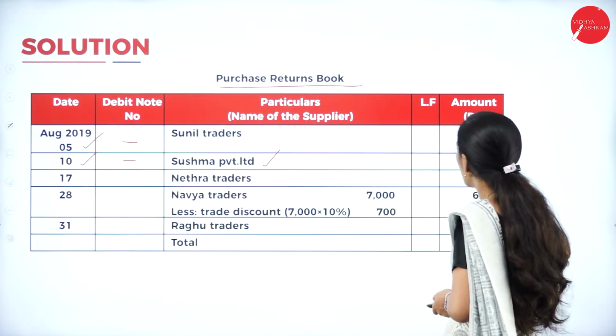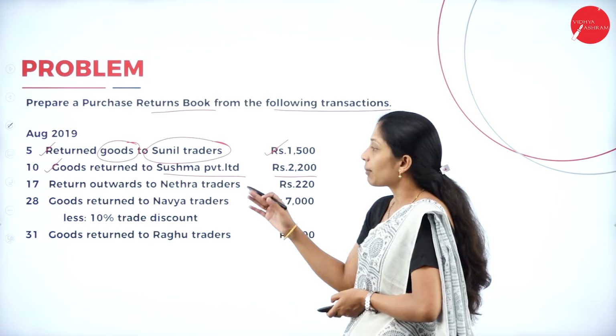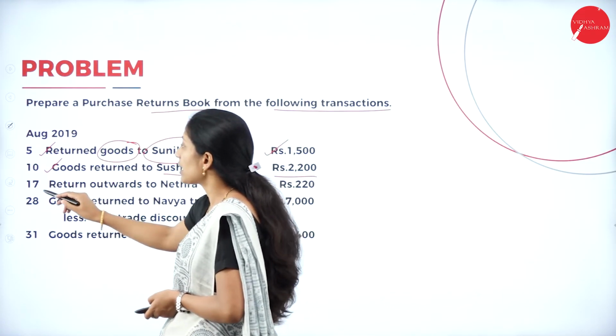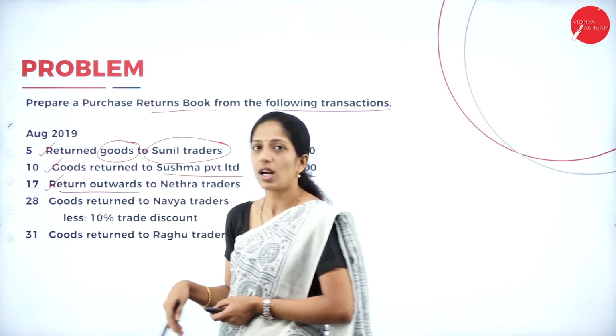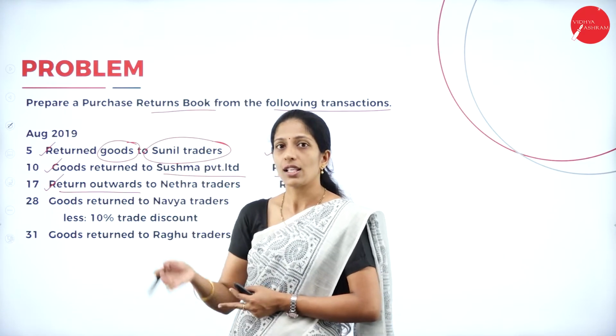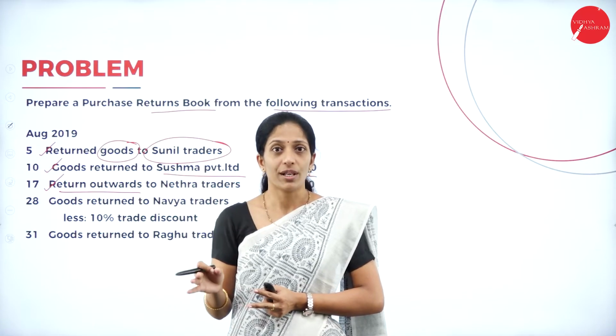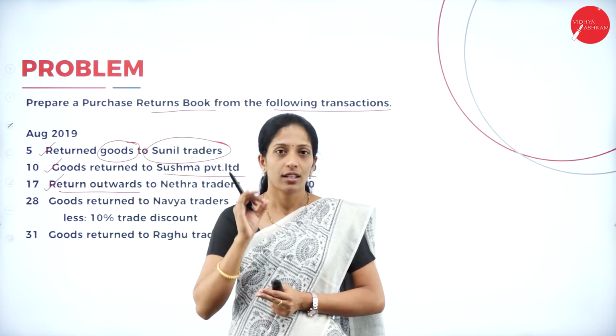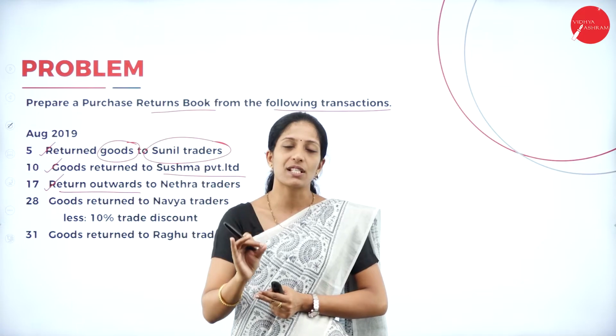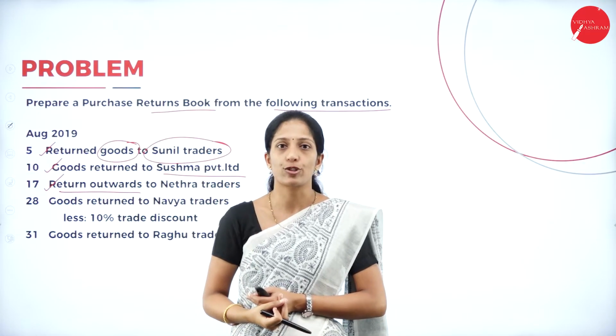So write the amount 2,200. Now coming to the next one, 17th, return outward. So return outward means what? It is purchase return. Okay, so they might give you a problem or give the transaction where indicating return outward. So it means what? It's nothing but purchase returns only.